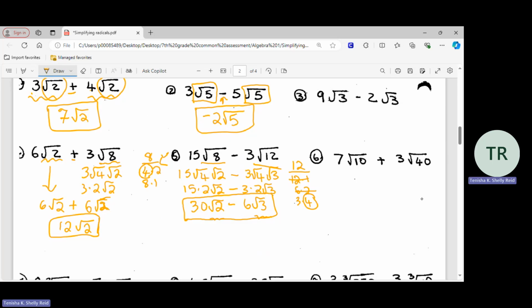All right, so for number 3, these match. So 9 minus 2 is 7. You should have had 7 radical 3.